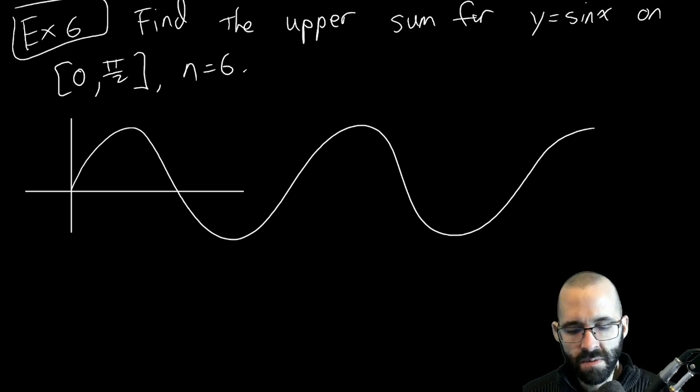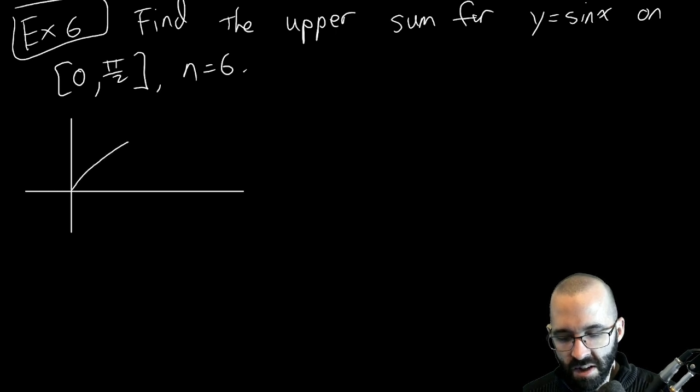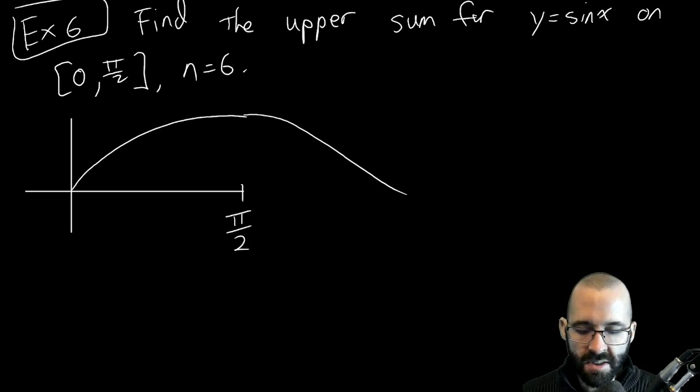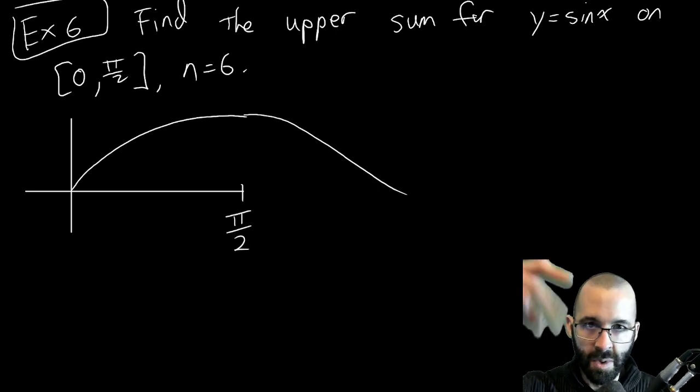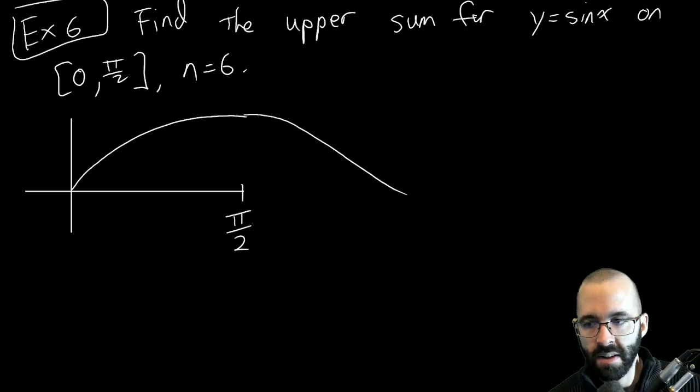Where's pi over 2? Well, the period's 2 pi, so this is 2 pi over here. Means this is 1 pi, which means this is pi over 2. So 0 to pi over 2 is just the part of this that is increasing. So I'm just going to do this. And again, it goes down. But this is pi over 2 right here. Starts at 0. Pi over 2 is going to be when it's at its maximum, which you can also remember from the unit circle.